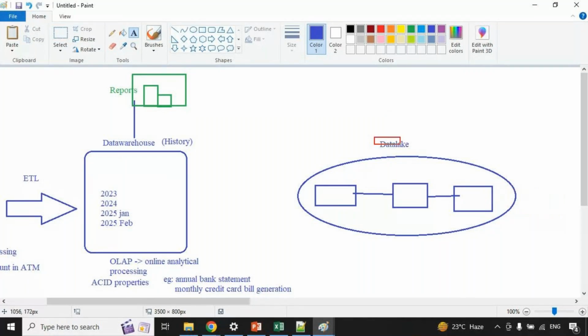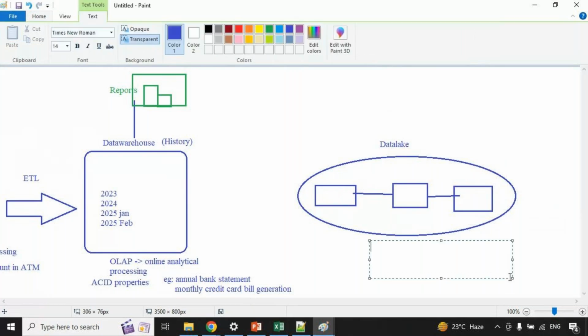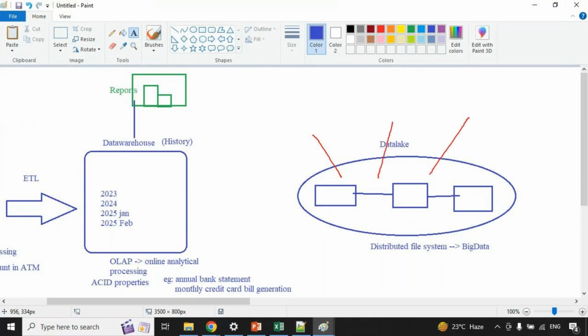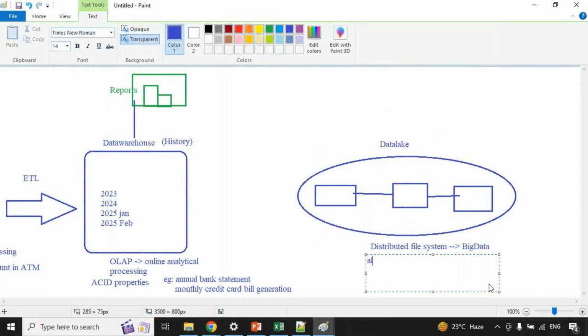A data lake is a distributed file system, mainly to handle big data. Here, guys, we can store structured data, unstructured data, and semi-structured data. It is a kind of dumping yard. Everything we can maintain in the data lake. It can store all categories of data.